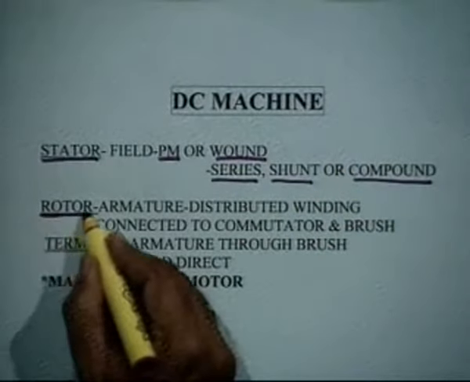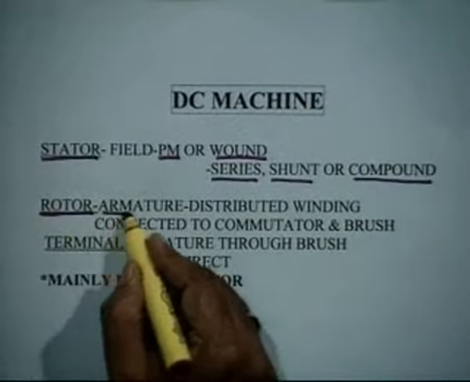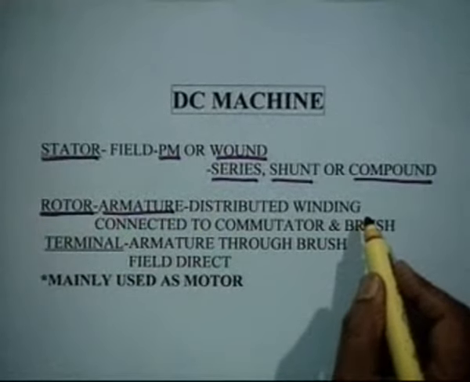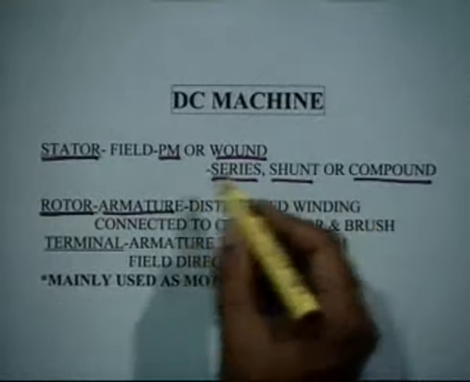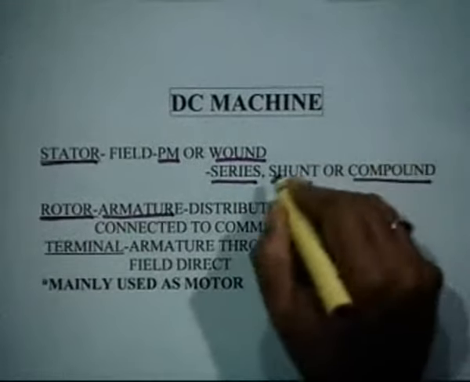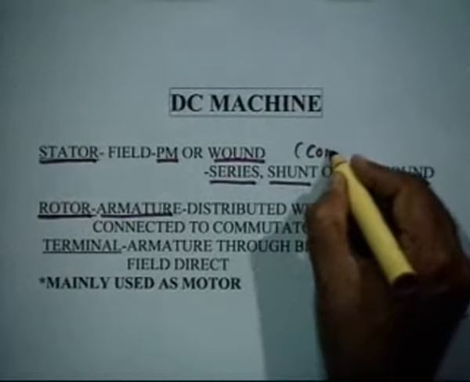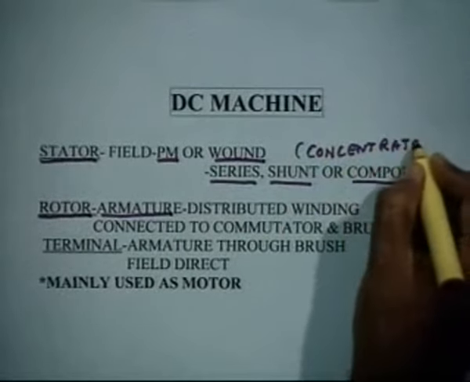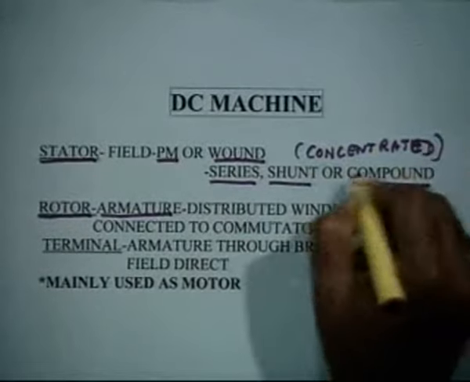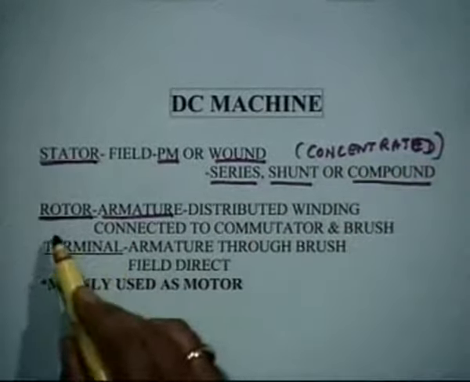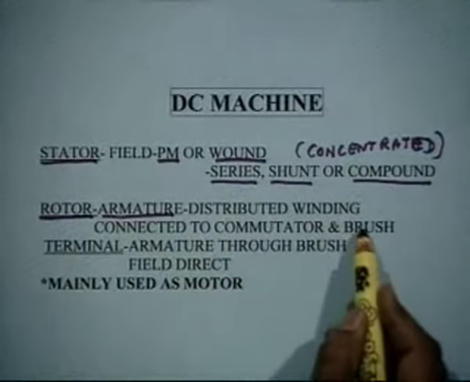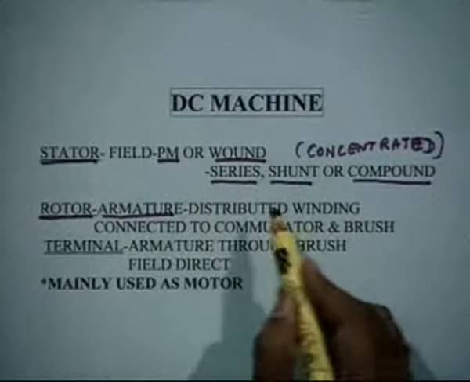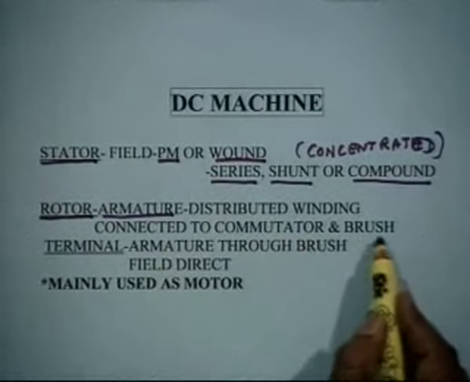And how about the rotor? The rotor is the armature. The armature is a distributed winding, not a concentrated winding. The field coil is concentrated, not distributed, whereas the rotor is distributed in slots. There are no slots in the stator, and it is a saliency that is connected to the commutator and brush.